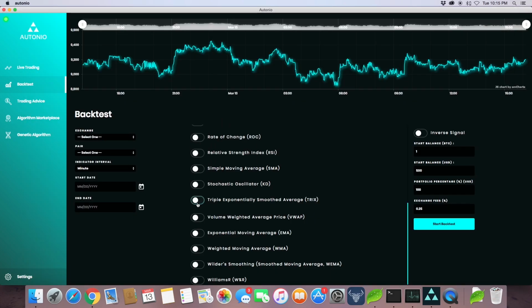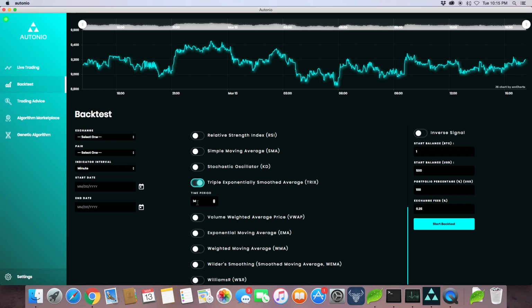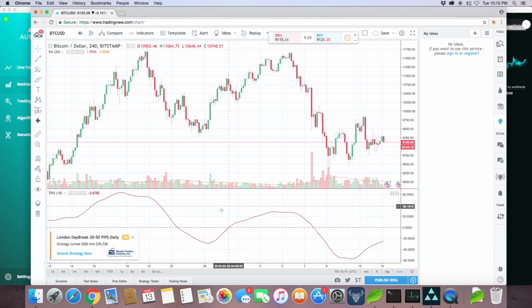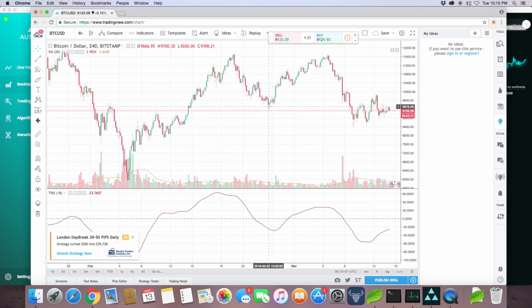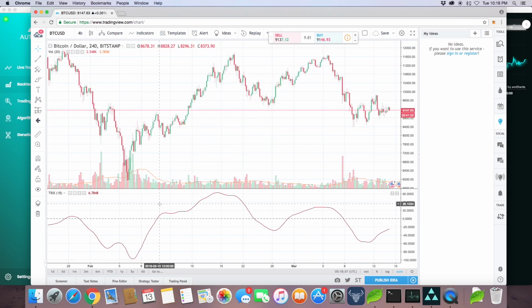And next up we have the triple exponentially smoothed average, also known as the TRIX. This shows the percentage change in a triple exponentially smoothed moving average. Similar to the other moving averages, this is designed to filter out all of that excess noise and all these extra price movements that don't actually correlate to the underlying trend of the market. So when we see the TRIX hanging out above zero, we're in bullish market conditions, and when we see it slip down and fall below zero for extended periods of time, we're in bearish conditions.